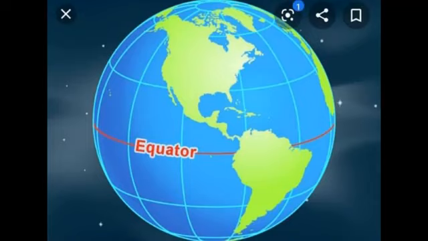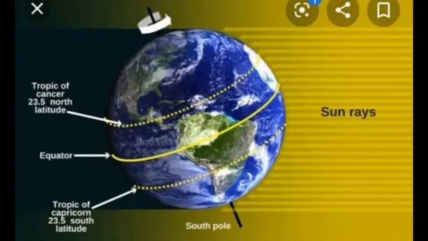So why do we draw the imaginary lines? Imaginary lines are drawn to show the rotation of the earth. It shows that the earth rotates on its own axis.